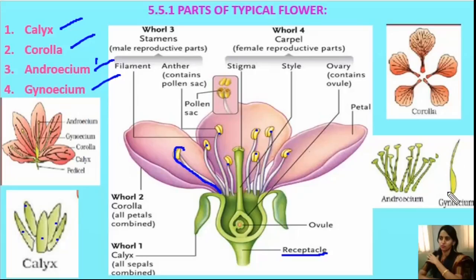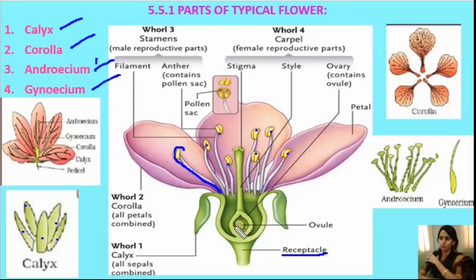Then the androecium and gynoecium are known as essential whorls because they directly take part in the process of sexual reproduction. As I said, androecium is the male reproductive part of the flower in which the pollen grains are produced, and these pollen grains carry the male gametes. Gynoecium is the female reproductive part of the flower in which the ovules are produced.